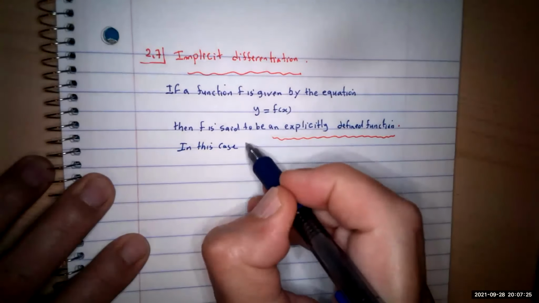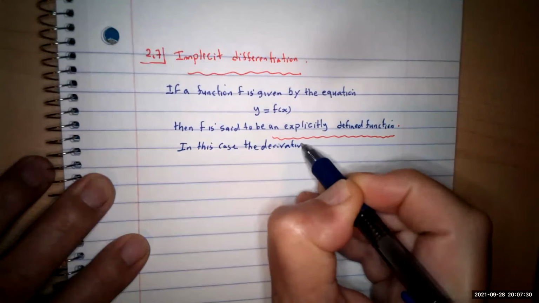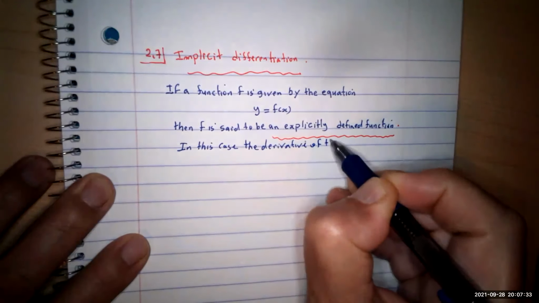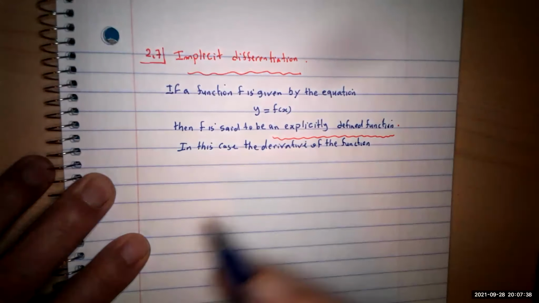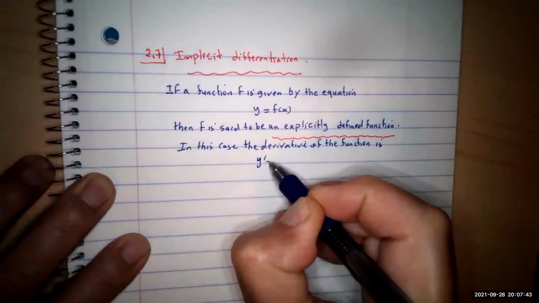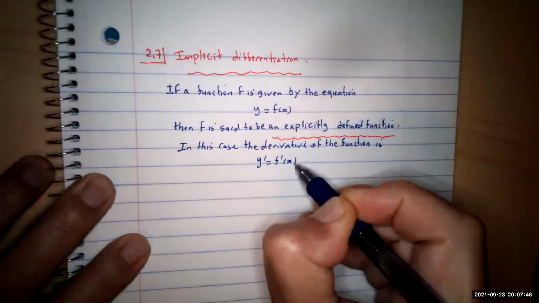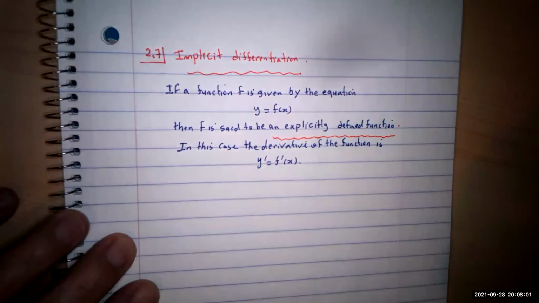the derivative of the function is y prime equal to f prime of x. You're just using the power rule and you differentiate it. Okay, that's the type that we've been doing so far. The function was given to you nicely, y equal to, you differentiate it, and you get the derivative. Okay, let's get one example.